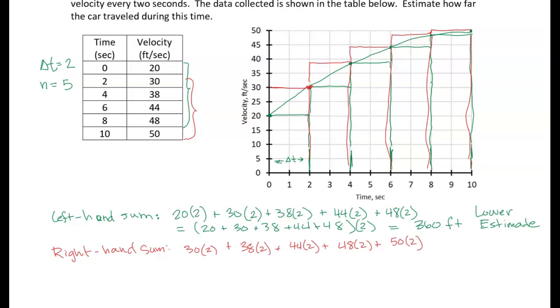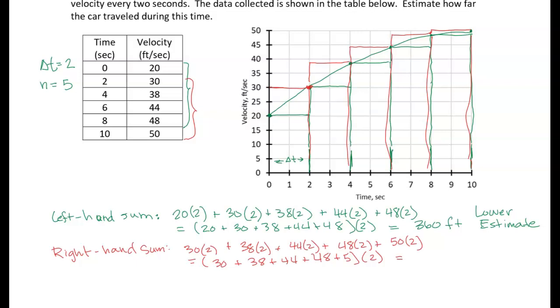Okay, and again, I'm writing this out the long way, but a lot of times all I do is add up the data points. So it's going to be 30 plus 38 plus 44 plus 48 plus 50, and then times the width of the time interval. So that's probably the way you'll do it when you do the homework, is just add up all the data points and multiply by the time interval. But I just want you to see where that's coming from.